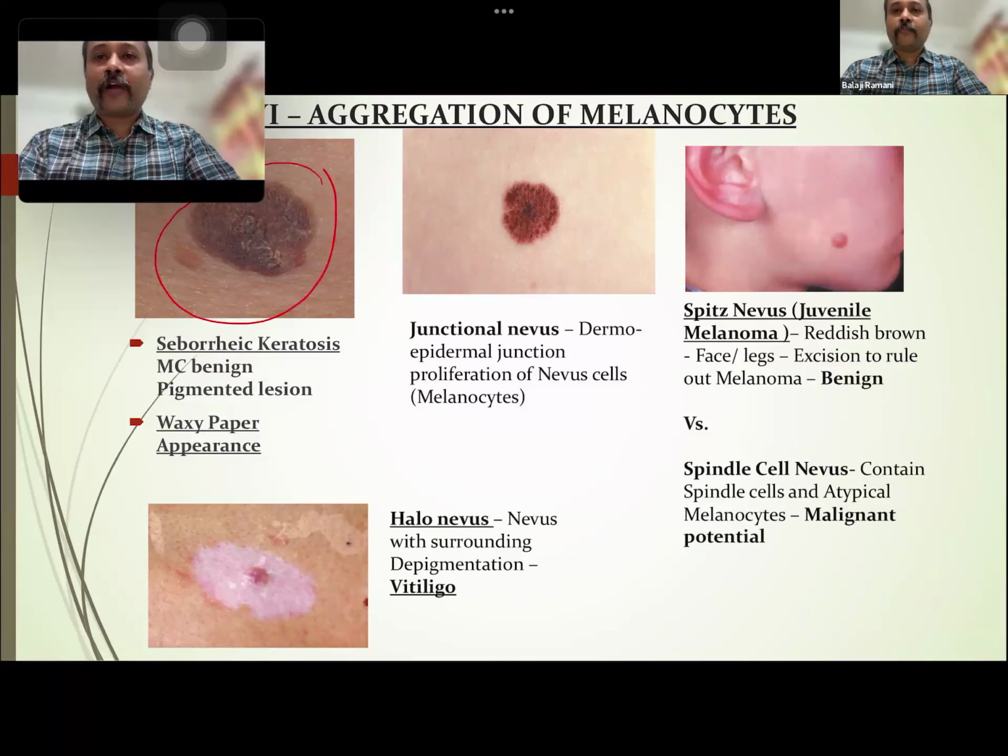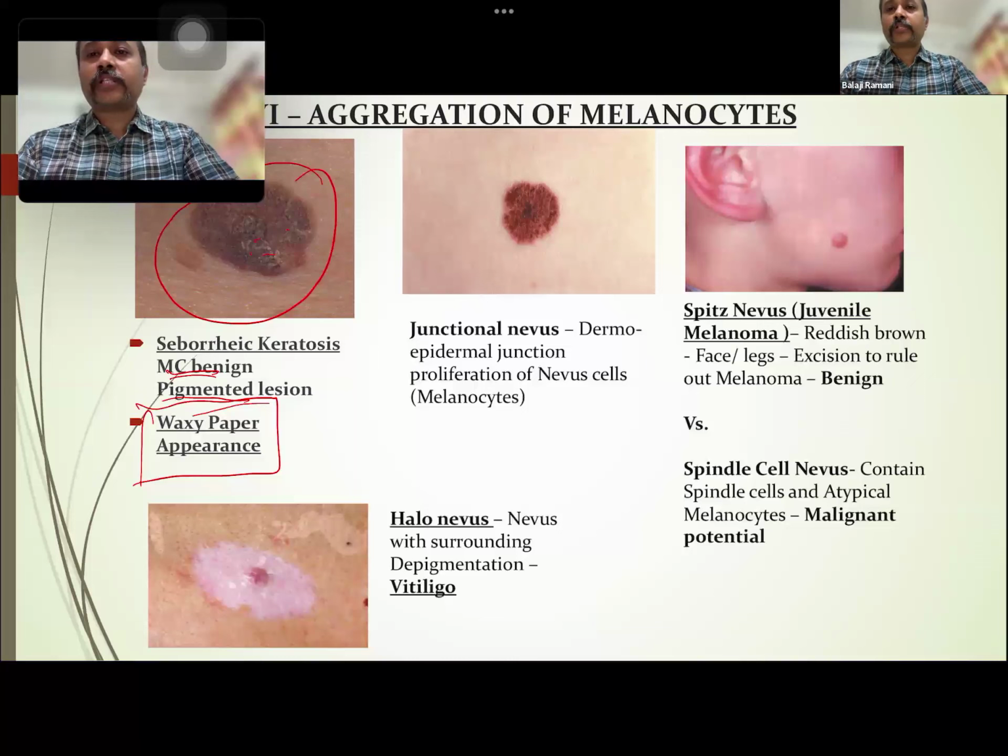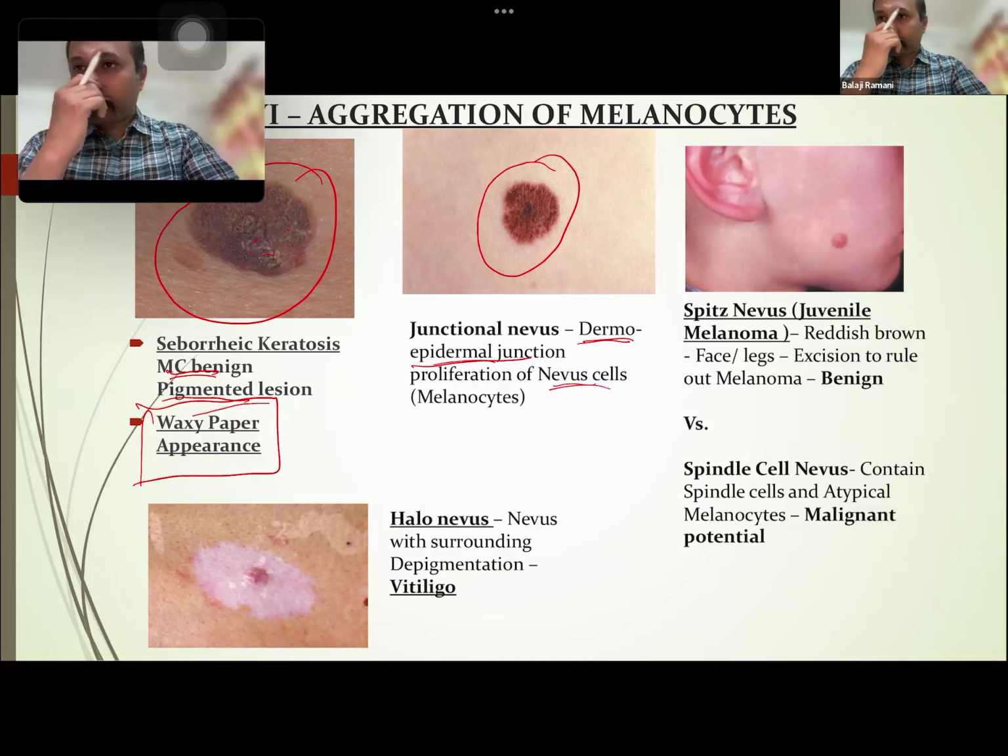So this waxy lesion that you see here is your seborrheic keratosis, which is the most common benign lesion. Now, this will have a waxy appearance. You can see that it looks like wax paper on the surface. So this waxy paper appearance is classical of your seborrheic keratosis. Then you have your nevus. Junctional nevus is the most common. It is called junctional because it is present at the dermo-epidermal junction with the proliferation of melanocytes or nevus cells.